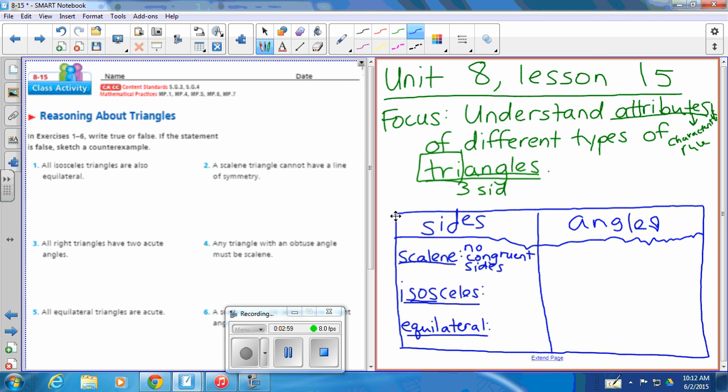Okay. And isosceles has the letter I in it. How many I's do you have? 2. So that's how I always remember an isosceles has 2 sides that are congruent. Makes it a little easier just to think that you have 2 I's. I'll draw my I's here. So an isosceles has 2 congruent sides.